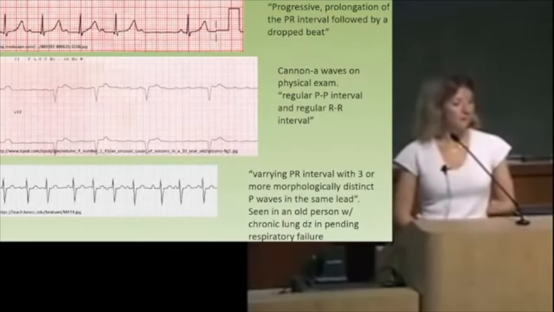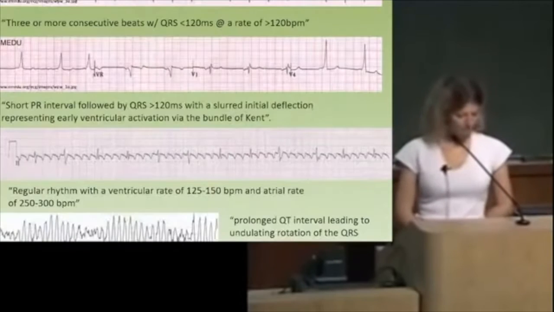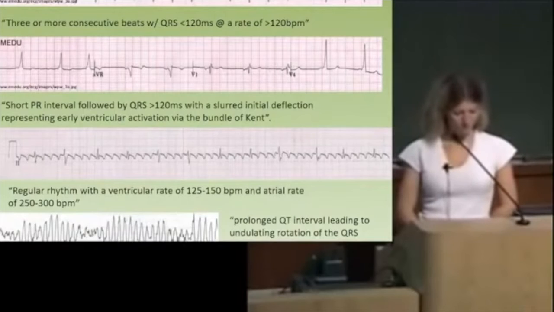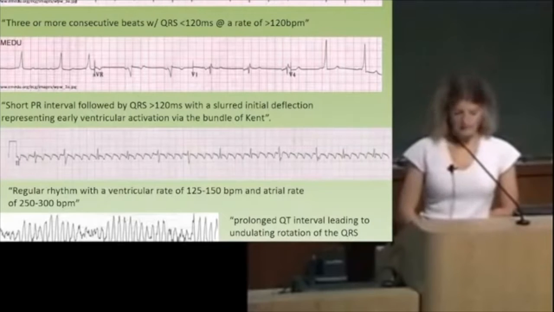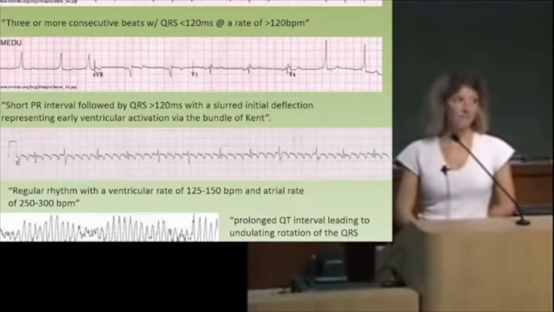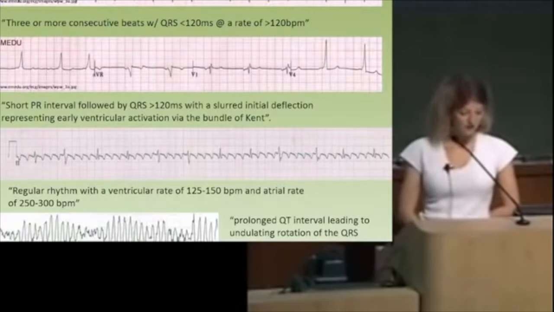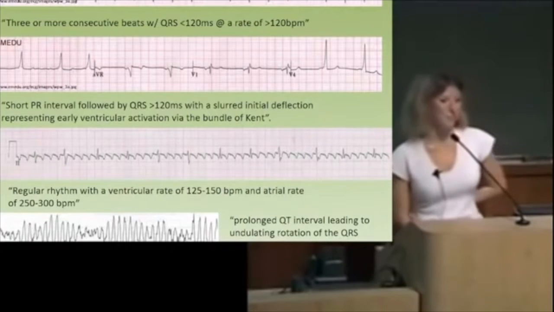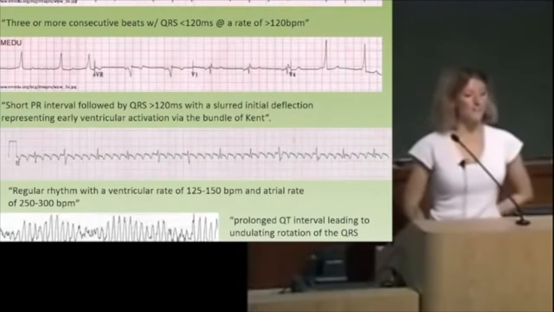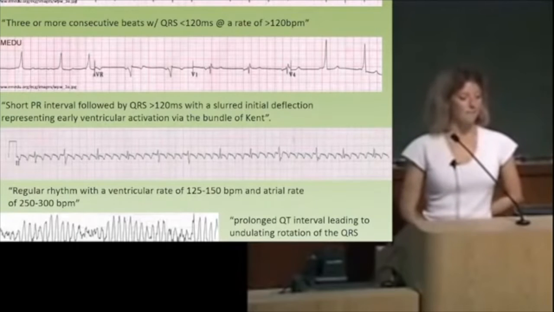All right, top one here. What do you notice? Are the QRSs narrow or wide? They're wide, so that helps narrow down your possibilities. So it's wide. Is it fast or slow or regular? It's fast, so it's a tachycardia with wide QRS. So yes, it's VTach. So the description they might give you if they didn't show you the picture: 3 or more consecutive beats with a QRS less than 120 at a rate of greater than 120.